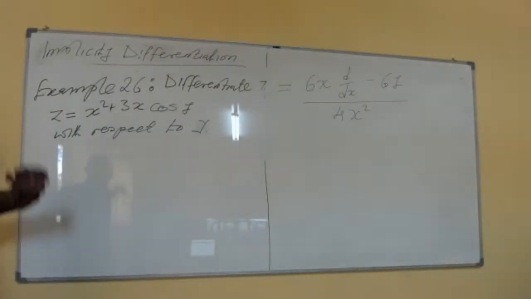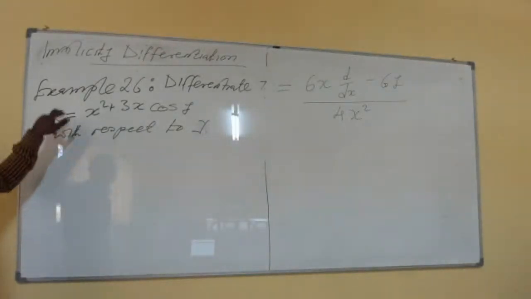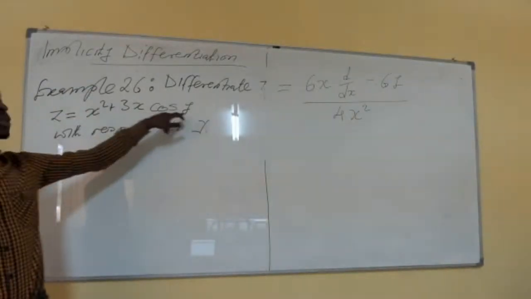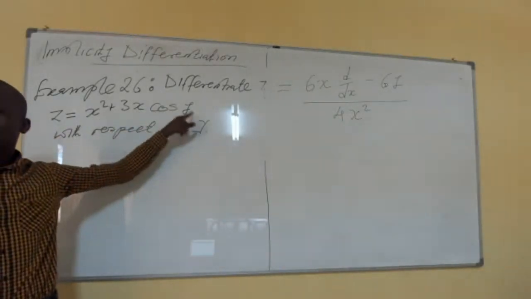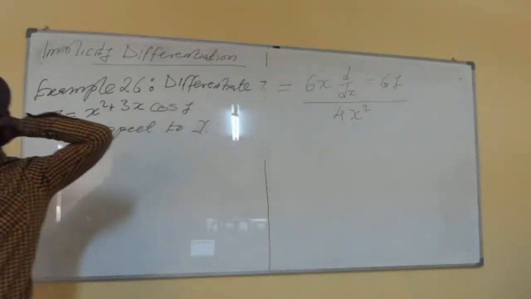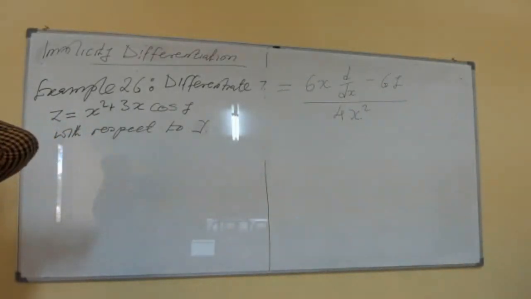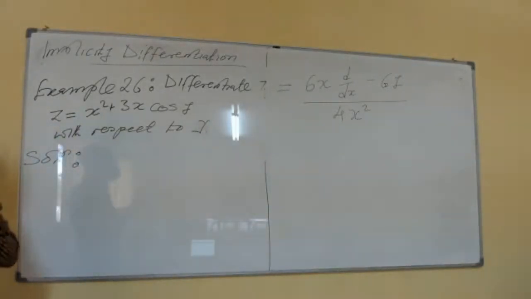If you look at the function z, it is a function of x and y. Now, if we are differentiating with respect to y, this implies that x will be a function of y. So let's look at the solution. You have the solution here. That's why I'm writing my examples according to the way they are in the lecture notes that I sent to you. Now let's look at this.